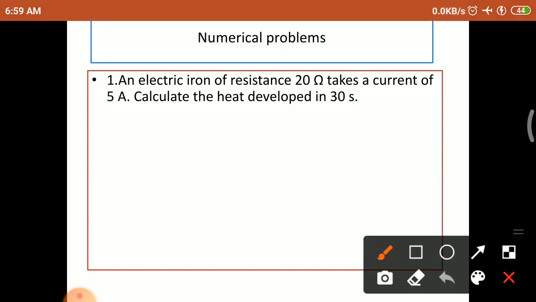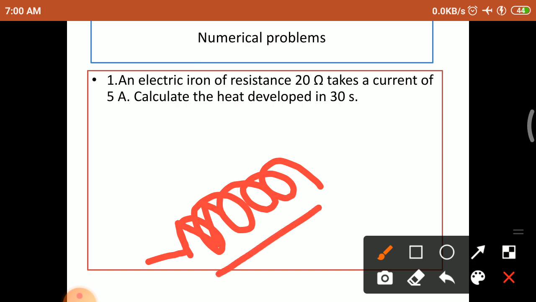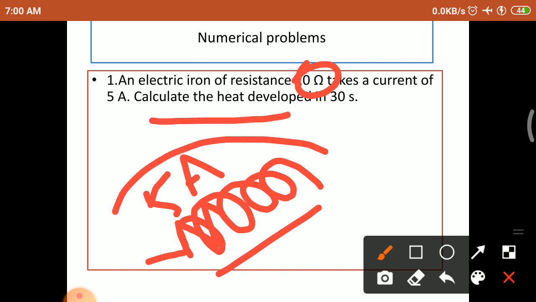if you take an electric iron, the electric iron must contain the coil. The resistance is 20 ohm and 5 ampere current is flowing in this coil. In 30 seconds, how much heat is developed in the coil?